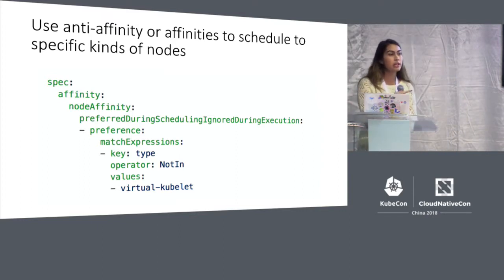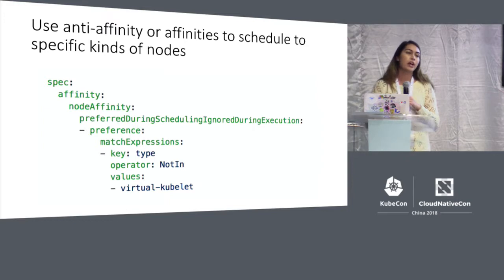Basically what this one's doing is saying, in my cluster, I want to schedule onto the normal nodes in my cluster, but if those are full, then spill out to Virtual Kubelet.